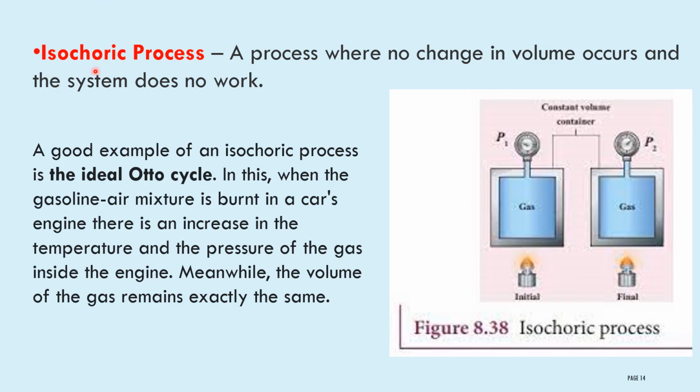Next one, isochoric process: a process where no change in volume occurs and the system does no work. Isochoric process means a process that involves no change in volume, and the system will not do any work. These two points are very, very important. A good example of an isochoric process is the ideal Otto cycle.